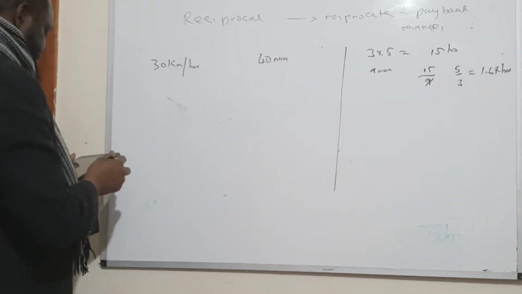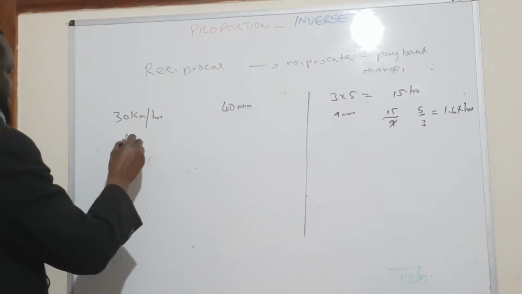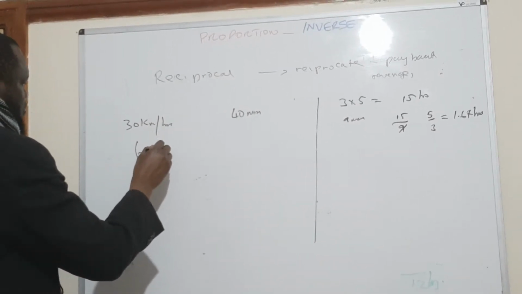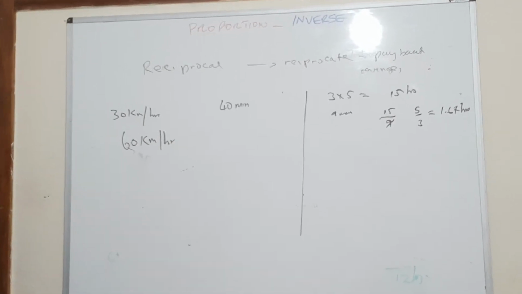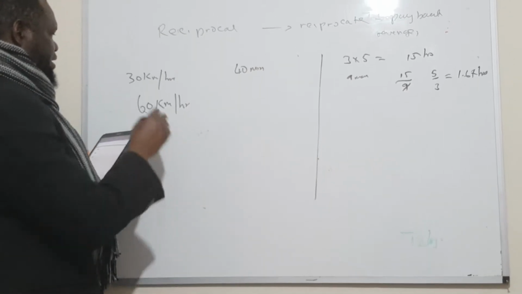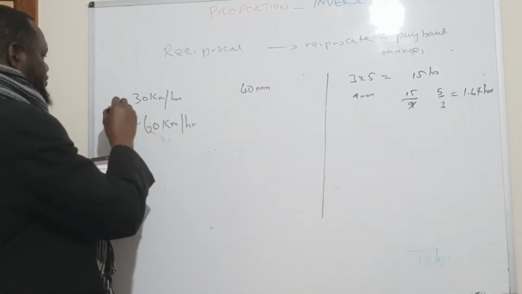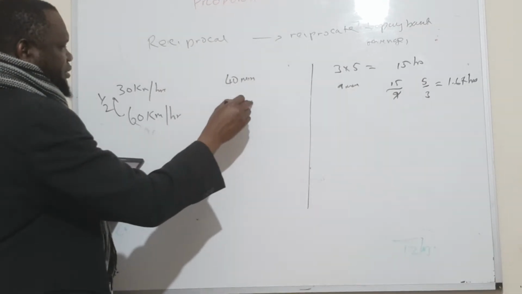How long will it take if we travel at 60 kilometers per hour? What do you notice? The speed is double, isn't it? So if the speed doubles, the time will be half, because this divided by that will be half. So the journey time also will be half.